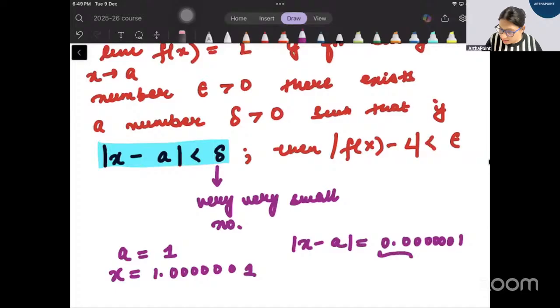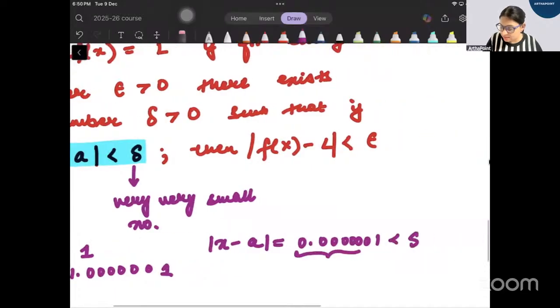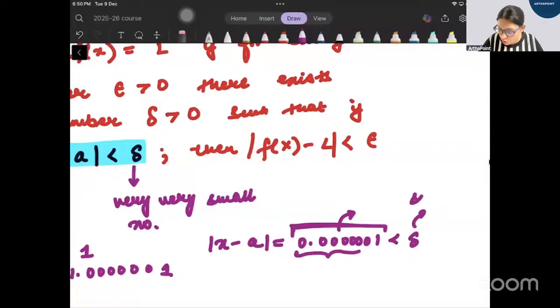And this number that has come should be less than delta, meaning delta must be a very small number, because delta is a small number itself, and I want this gap between x minus a to be less than delta.